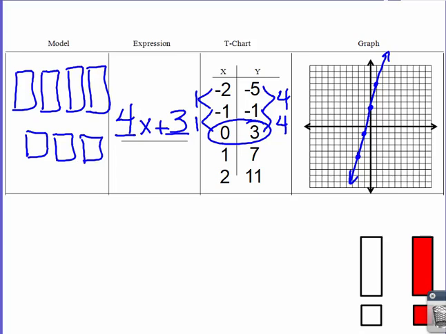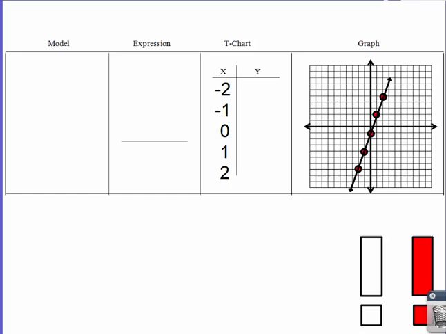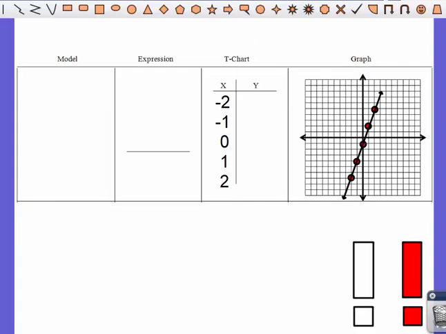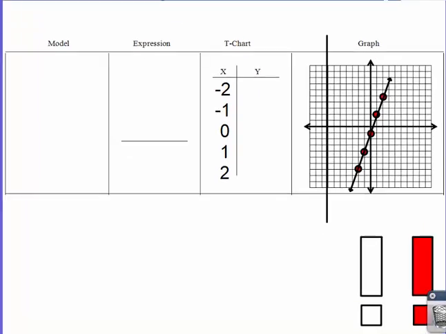Okay? Now, what if I give you the graph? Now, this is the one that we haven't talked about yet. So this is what we need to understand. If we have a graph, the first thing we need to remember is how to read a graph. We read a graph from left to right, the same way we read a book.